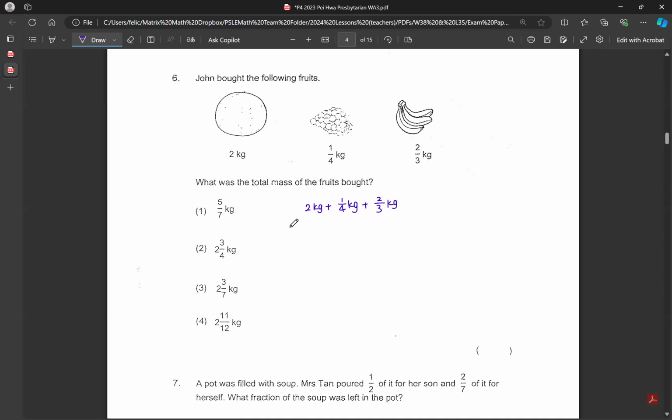Now, in addition, right, the whole number, the 2 here, can just leave it as 2. You do not need to change 2 to a fraction. You just leave it like that. So now make the denominators the same, both over 12. 1/4 times 3 is 3 over 12. The other one times 4, 8 over 12. So now you can add everything. This will be 2 and 11 over 12 kg. So that's option 4.